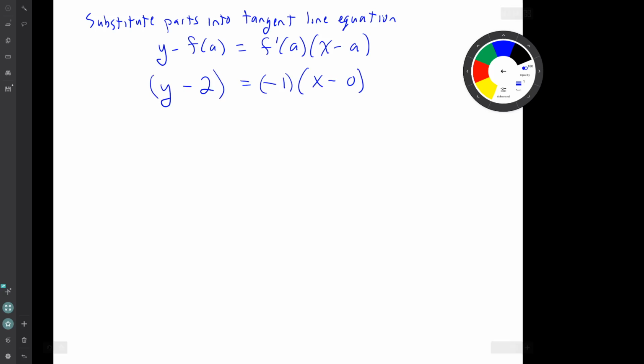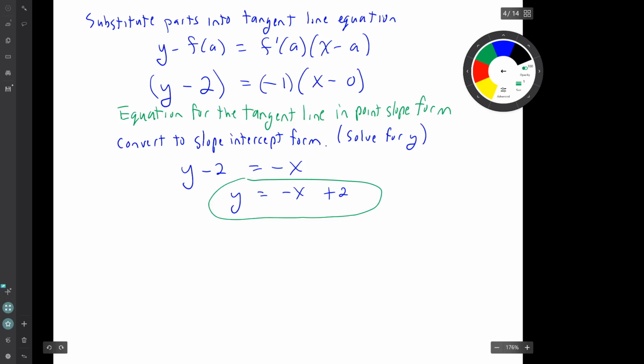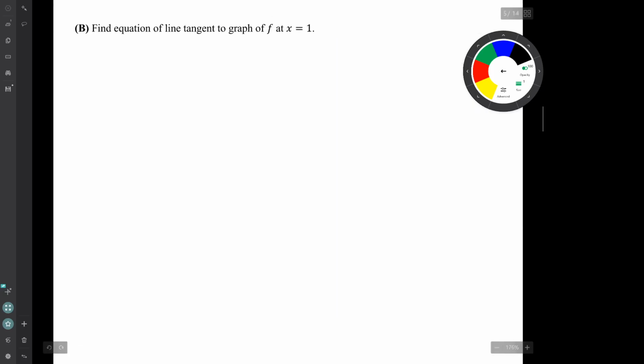So there's our equation for the tangent line. That's in point-slope form. Now, the standard thing is to present the line equations in slope-intercept form. To do that, we solve for y. So the result is that we have this equation, y equals -x plus 2.